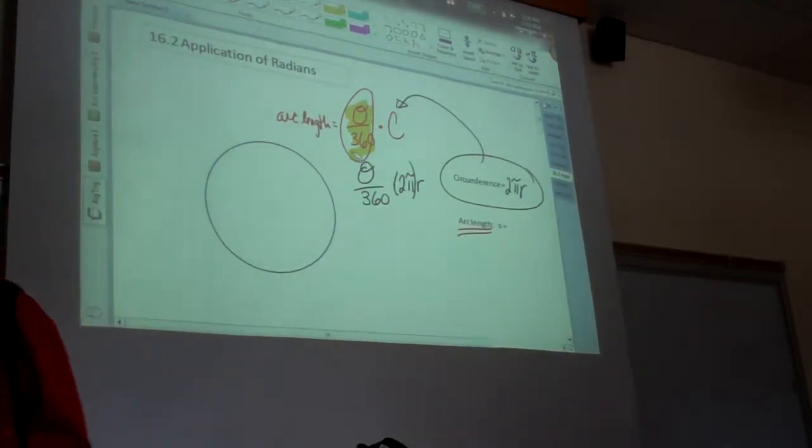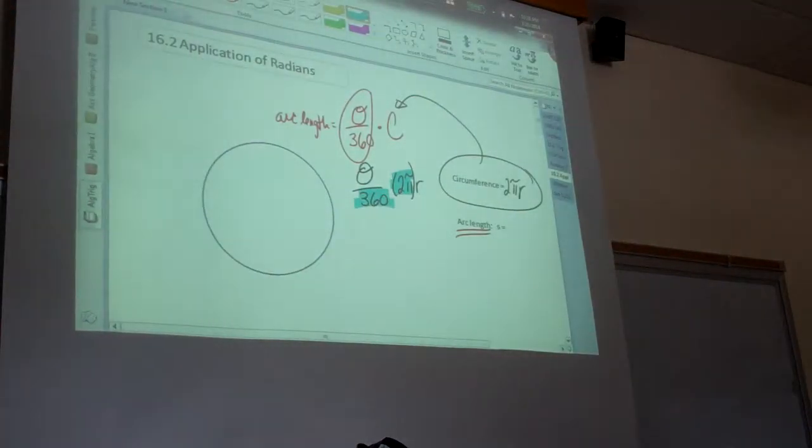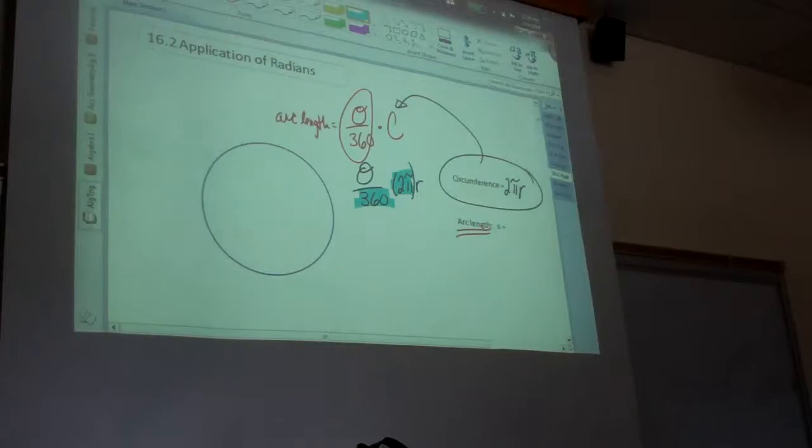More specifically, how do those relate? Do you guys remember that 360 degrees is 2 pi radians? So 2 pi is 360, and 1 pi is 180.